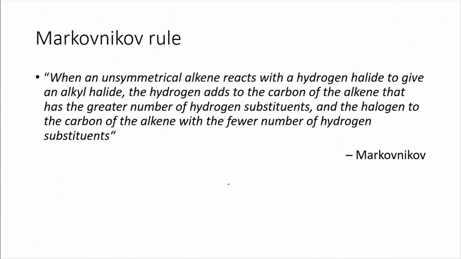So, what is the Markovnikov rule? When an unsymmetrical alkene reacts with the hydrogen halide to give an alkyl halide, the hydrogen adds to the carbon of the alkene that has the greater number of hydrogen substituents, that means the less branched carbon, and the halogen adds to the carbon of the alkene with the fewer number of hydrogen atoms, that means the more branched carbon. So, this is the Markovnikov rule.